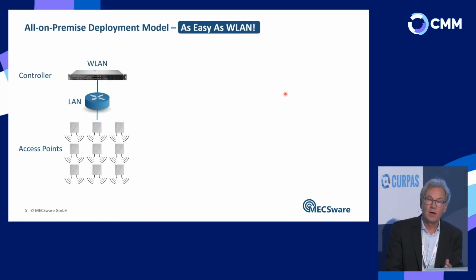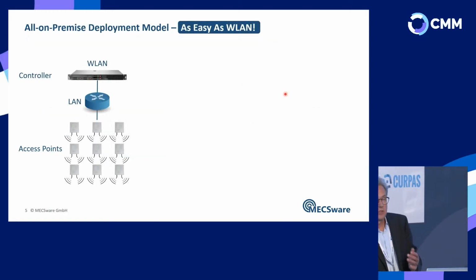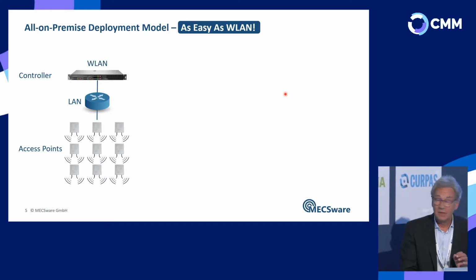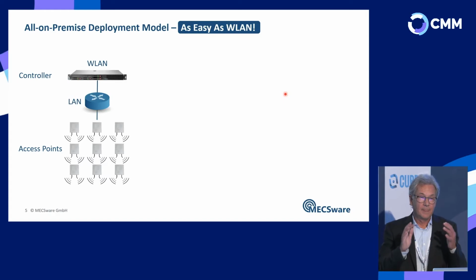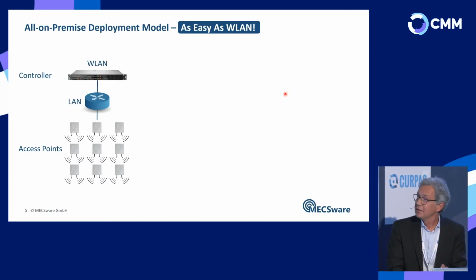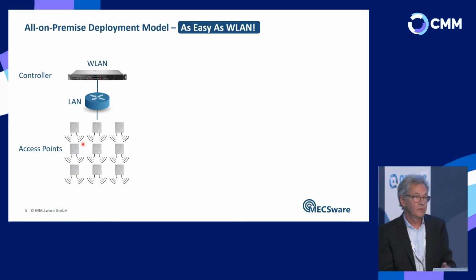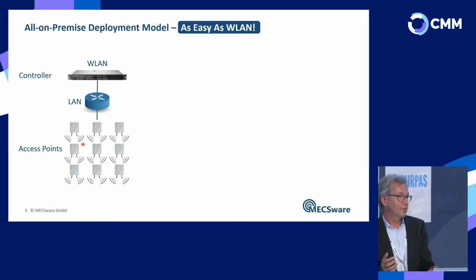Now, I mentioned Wi-Fi already several times, the wireless LAN architecture. The Wi-Fi architecture, that is our role model. It's well known to everyone, and everyone understands what is needed. You need, for a larger Wi-Fi network, a controller, you need an Ethernet LAN, and then you just connect your Wi-Fi access points to the Ethernet LAN.